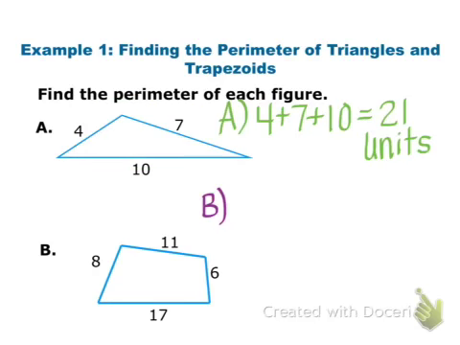Okay, now for the trapezoid, we're going to do the same thing. We are going to be adding up just the distance around the outside. So for this edge, our measurement is 11, so we're going to take 11, and we're going to add to that this side of 8.